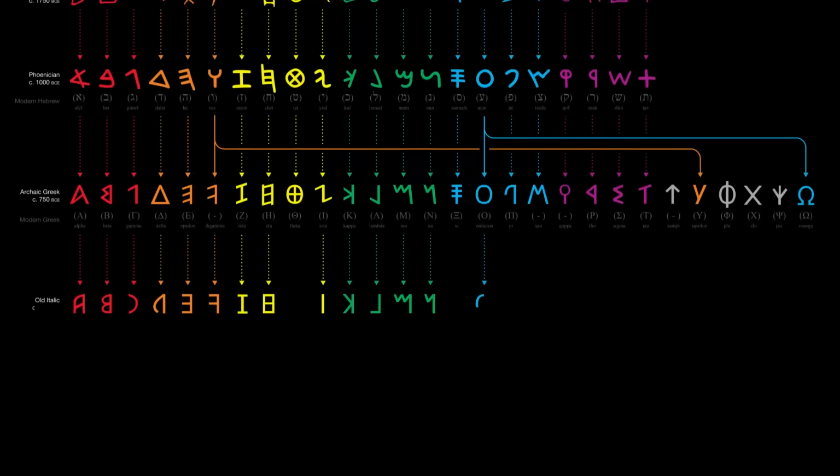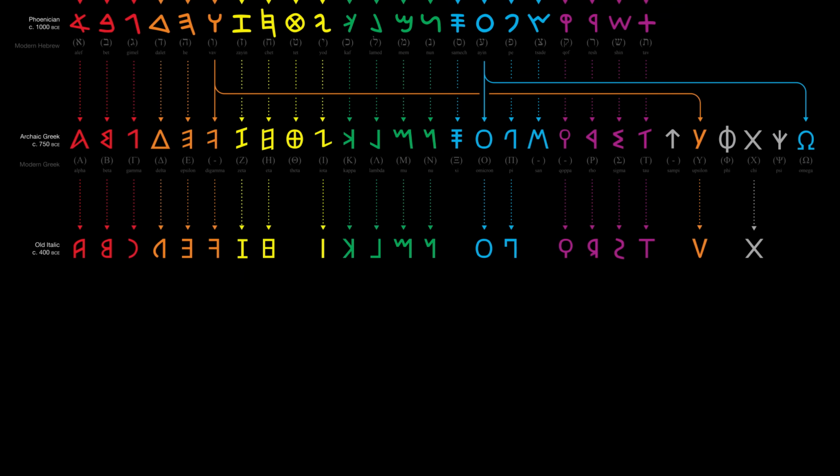Okay, so the next stage is Old Italic. Again, there was no single Old Italic alphabet. Instead, there were many different versions, of which the most important was perhaps the Etruscan alphabet. But what I've shown here is kind of an amalgam of different Old Italic scripts.